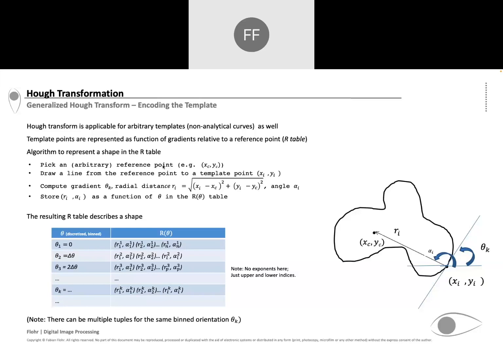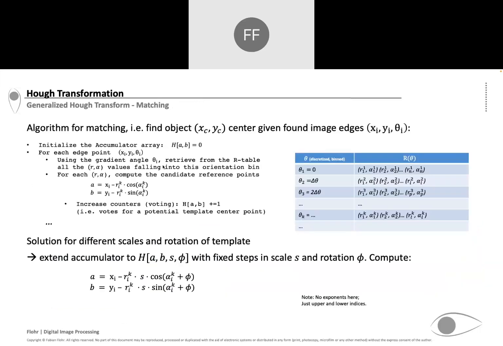and then we say, well, if we have here a zero gradient, then we store this R and alpha tuple in this row of this R table. And if we have a 45-degree gradient, then we store it in the second row of this R table. And we do that for all the template points of this particular template. So this is the organization of how we represent a template that we want to later find in the image again. And now we have created this R table with our binned gradients here.